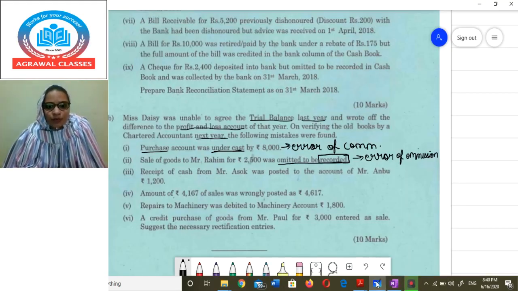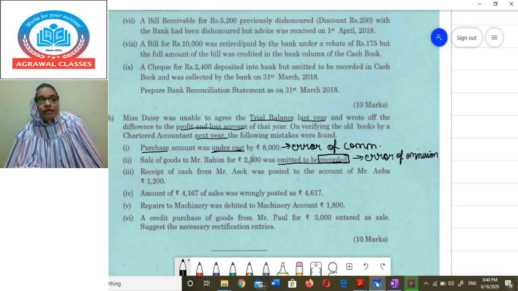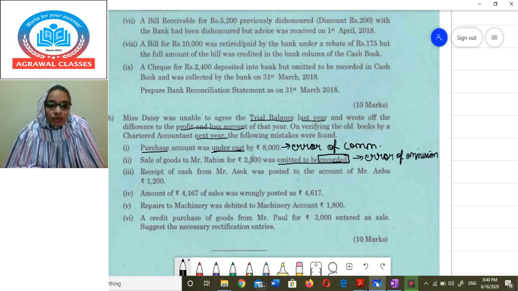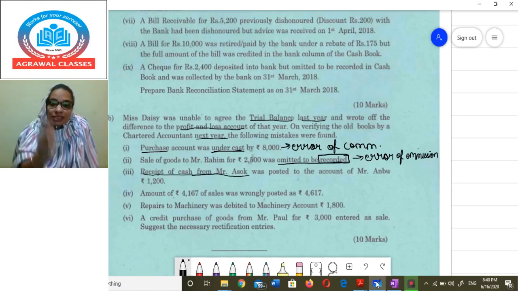Receipt of cash from Mr. Ashok was posted to the account of Mr. Anbu, 1200. Receipt of cash from Mr. Ashok. Always in case of rectification, read the transaction once. Second time read just half.